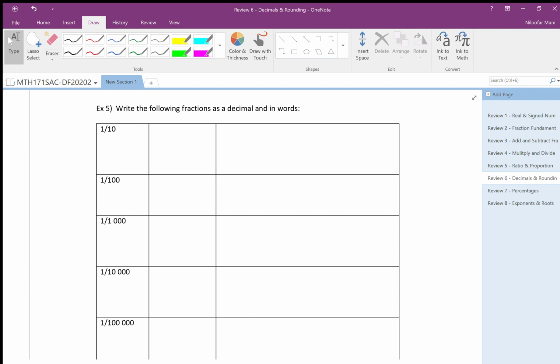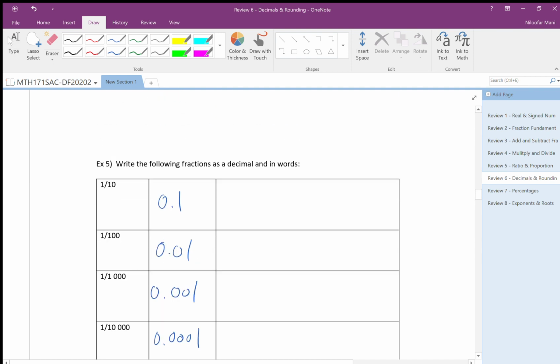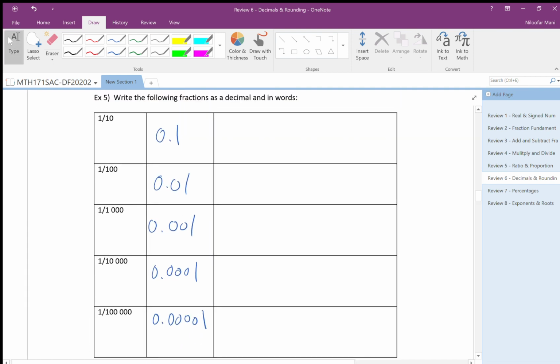So now write the following fractions as decimals and also in words. Okay. So what's that? This is 0.1. This is 0.01. This is 0.001. This is 0.0001. This is 0.00001. Right? I want to show you something.